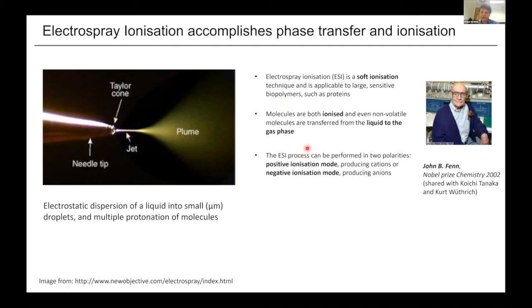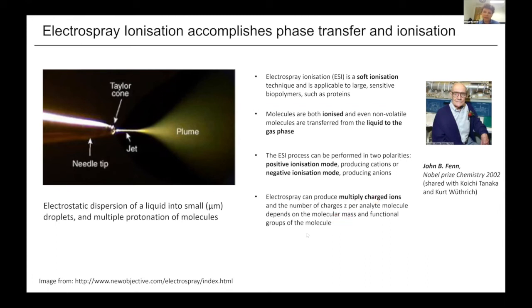And then it's relevant to mention that the polarity can be either positive or negative, depending on what voltage we apply to this tip. Correspondingly, with positive polarity, we produce cations, and with negative polarity, we will produce anions in the process. Another important characteristic is that it's quite common to form multiply charged ions. So the cations or anions are not necessarily singly charged. They could contain a number of charges, and what that number is will depend on the overall mass of the molecule and the functional groups present in the molecule that's being analyzed.